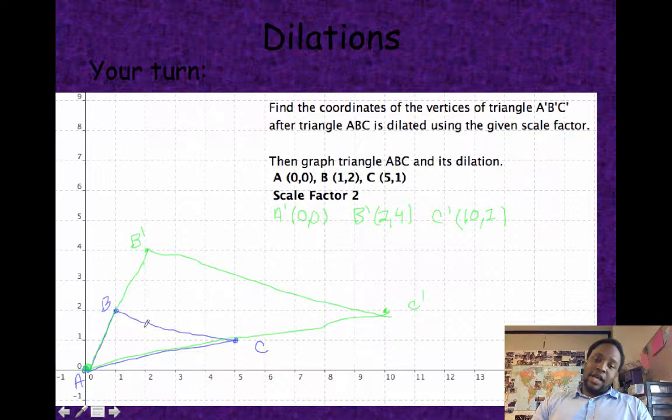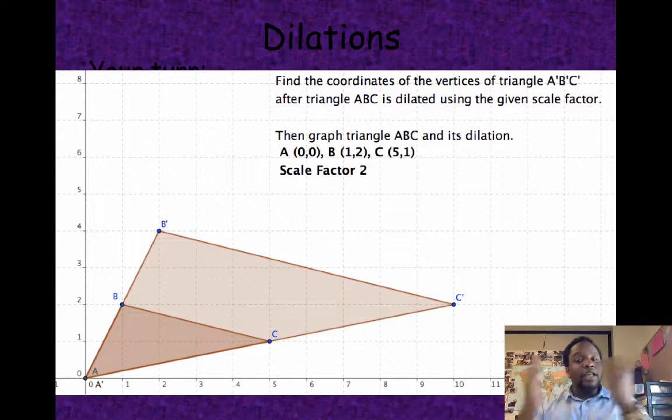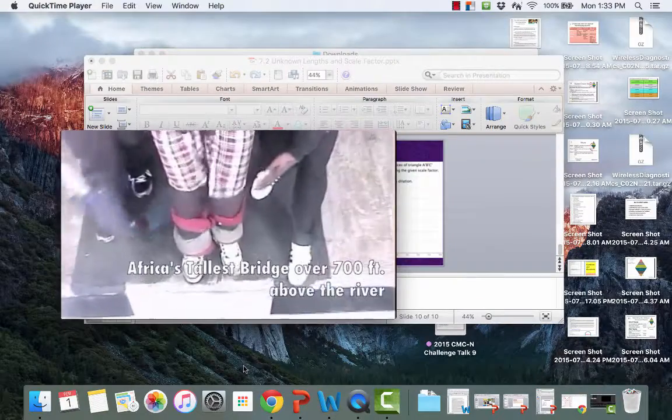So that is A prime, B prime, C prime, a triangle that is twice the size of triangle ABC. In other words, looking like that. All right, so that's basically it. Finding unknown side lengths of similar polygons by creating proportions and creating dilated polygons by multiplying the scale factor by each of the coordinates.